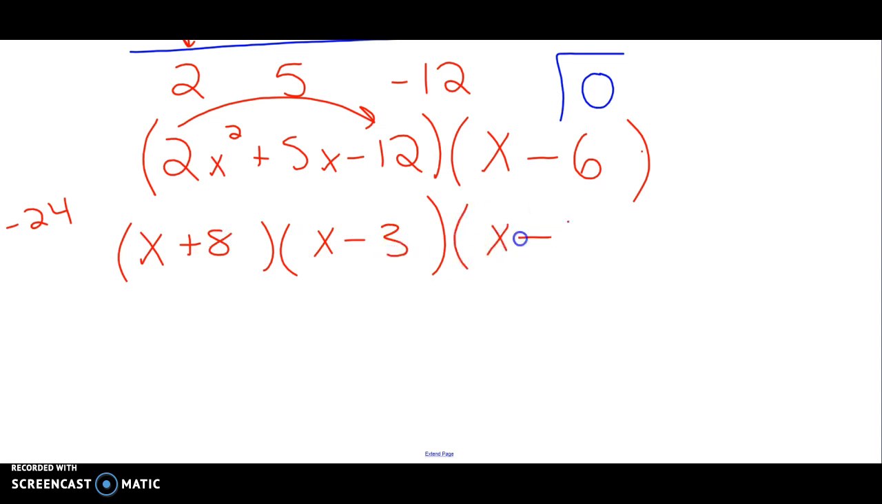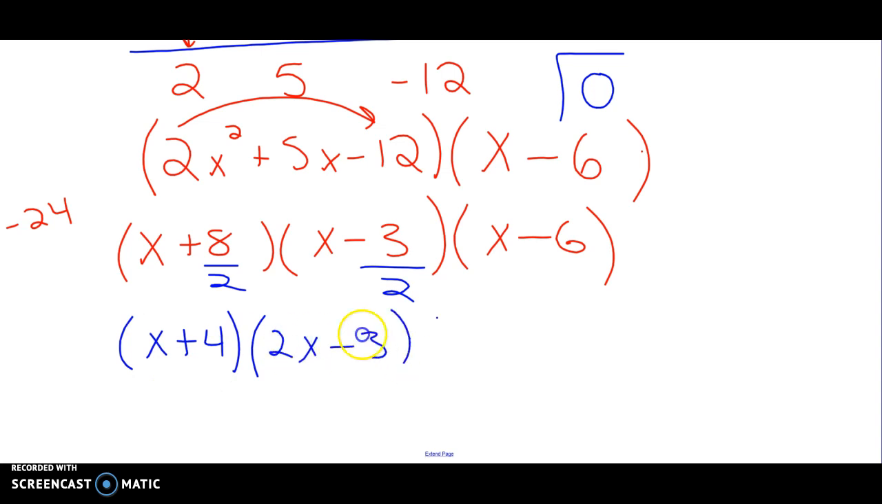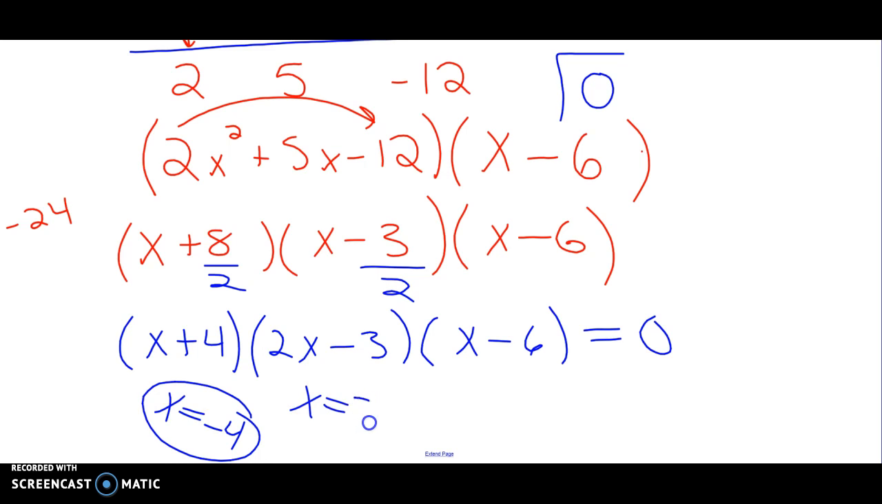Don't forget this x minus 6. It's got to tag along. Don't forget to divide by A. So we get x plus 4, 2x minus 3, x minus 6. It asks me to solve, so my answers are negative 4, positive 3 halves, and 6.